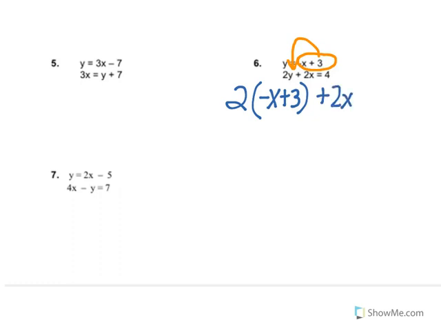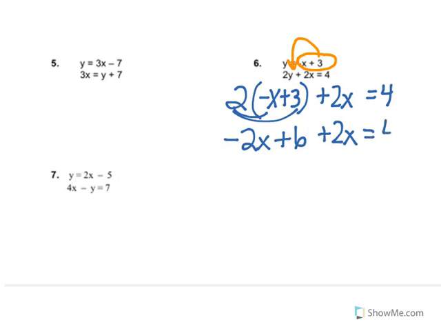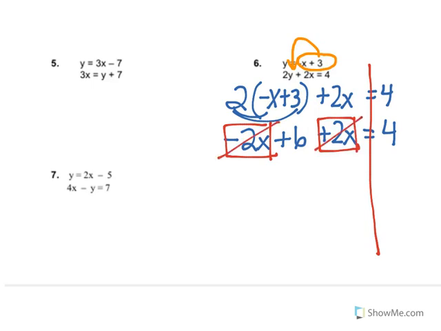plus 2x equals 4. Now let's go ahead and distribute. We get negative 2x. 2 times negative x is negative 2x. And 2 times 3 is 6 plus 2x equals 4. Okay, now I want you to notice, here's my equal sign. I have minus 2x and I have plus 2x on the same side, and they cancel each other out. So what are we left with on this equation? We have 6 is equal to 4.